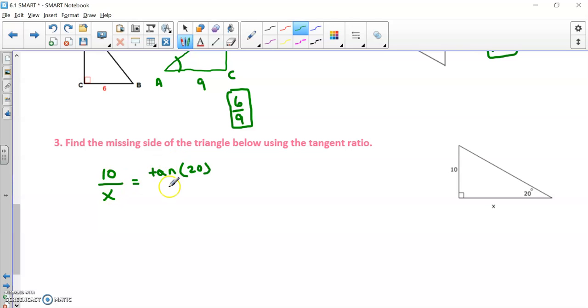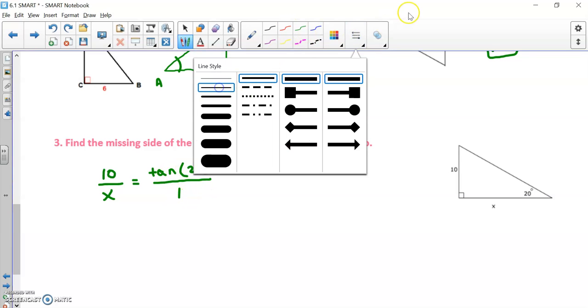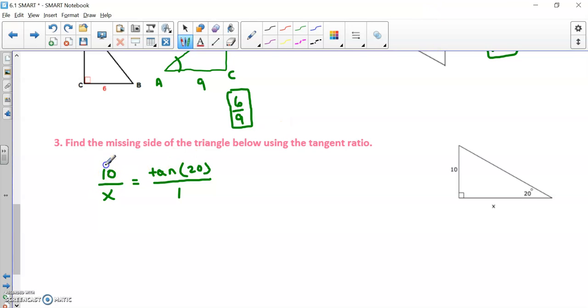So I'm allowed to say that these two are equal to each other, and I'm going to go ahead and put this one over 1, because you're allowed to do that for anything, really. Every number in the world has an imaginary denominator of 1, because when you divide by 1, it doesn't do anything to your actual number. And the reason that we're doing this is not just for fun. We're doing it so that we can create a proportion and cross multiply to solve for this x value.